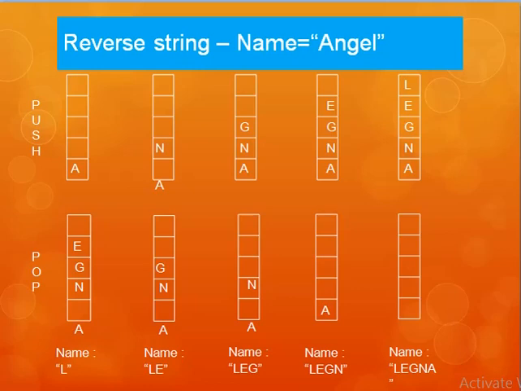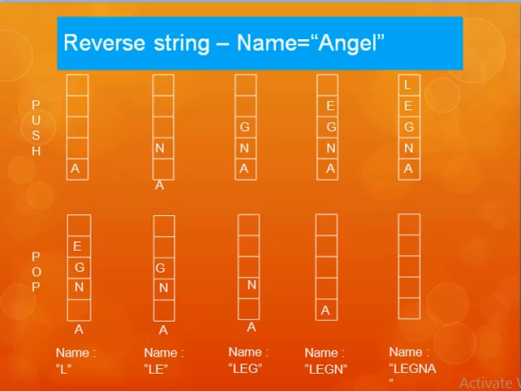Look over here. In the very first stack, initially the stack is empty. If I perform the insert operation, that is the push operation, we can insert the element A in the stack first, then the top of the stack is incremented by 1, then N, then G, E and L. If I insert all these 5 elements, that is ANGEL.